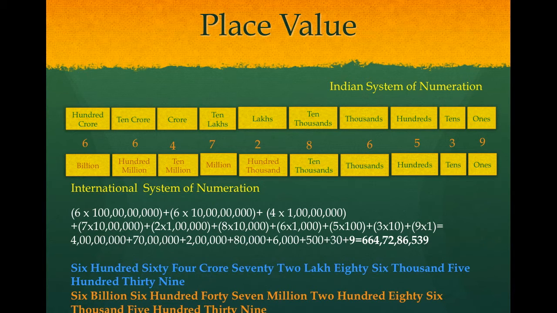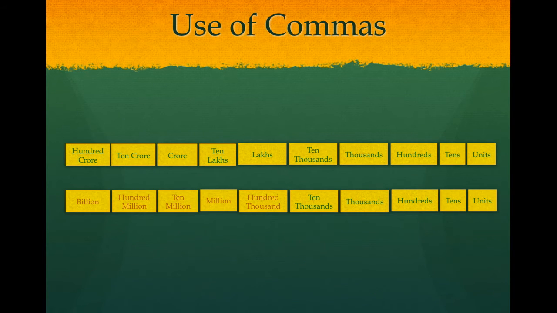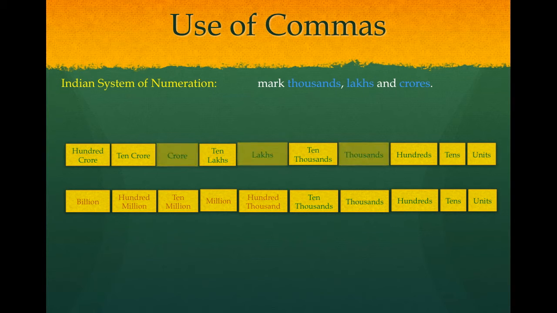Now we'll move to the use of commas. So commas are used to simplify reading and writing of numbers, especially large numbers. In the Indian system of numeration, we use commas to mark thousands, lakhs and crores. Therefore, if we take a 5-digit number, we'll place the comma after the third digit. So this will mark the thousands in the number.